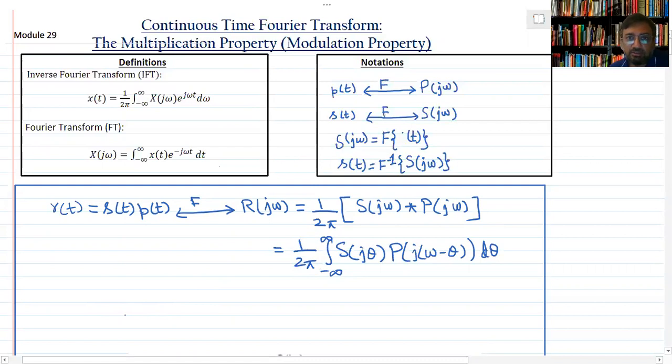Sometimes we refer to this property as modulation property. So another name for this property is modulation property. Because when we multiply two signals in time domain, this process is often referred to as the amplitude modulation process. And this property has several useful applications, mostly in communication systems. And in this module, we will discuss the modulation and demodulation applications of this property.